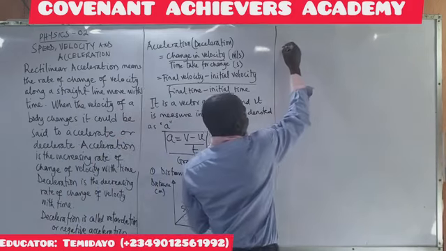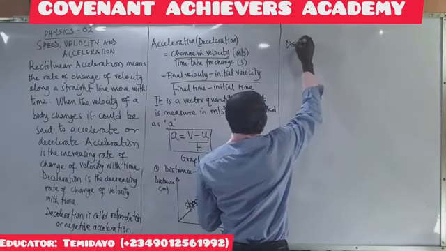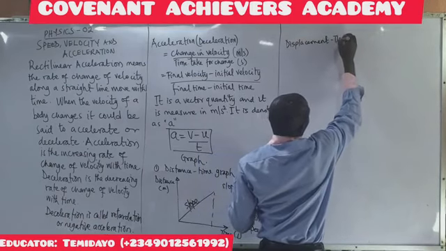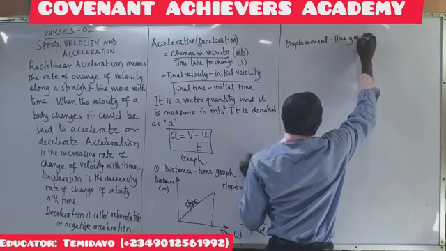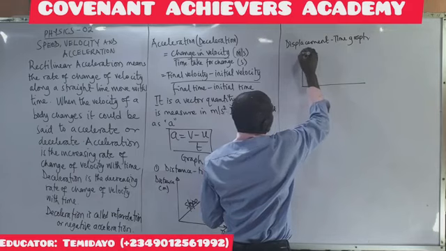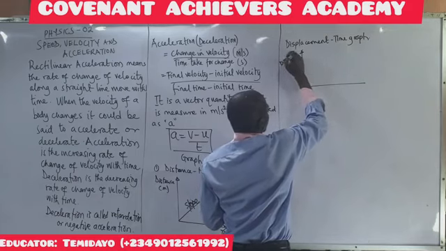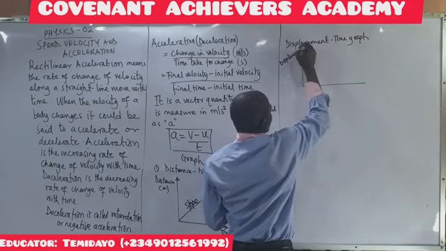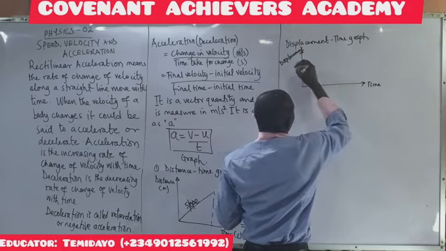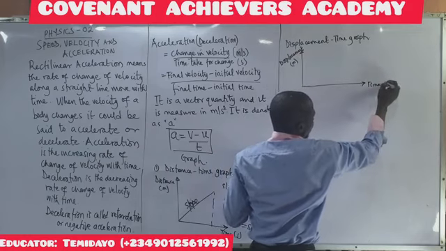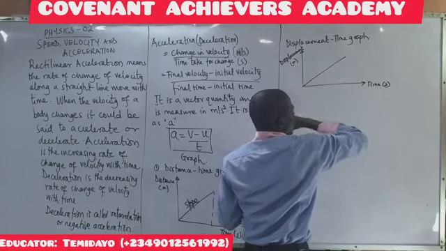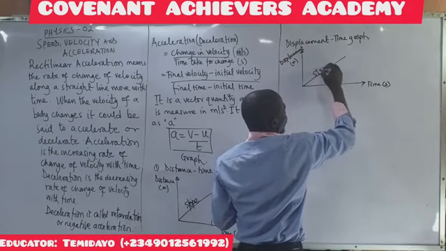Also, we have what we call the displacement-time graph. So when you are plotting your displacement against time, here you are having displacement and you're having your time here. Displacement is also measured in meters, and time is measured in seconds. So when you plot the displacement-time graph, this is your slope.